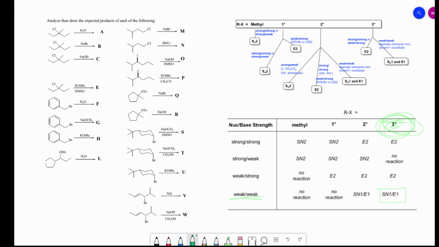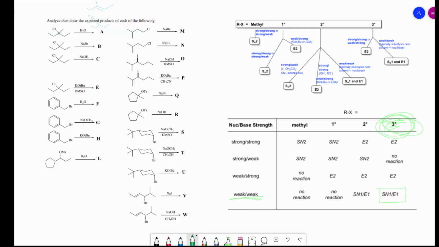To draw the SN1 and the E1 mixture of products, I would have my OH. Don't forget your methyl, so that's my substitution. We weren't given any stereochemistry because this is not a stereocenter. And then for the E1 products, I'm going to form this as my product.